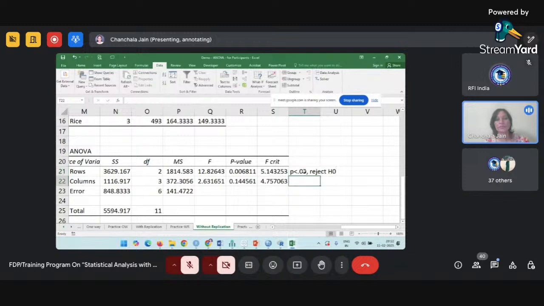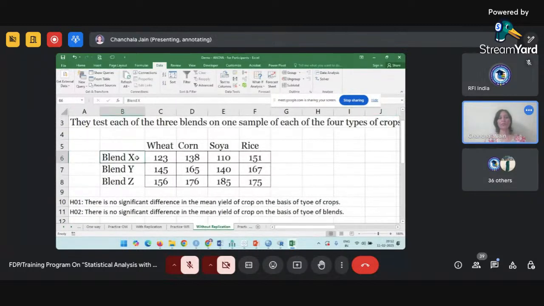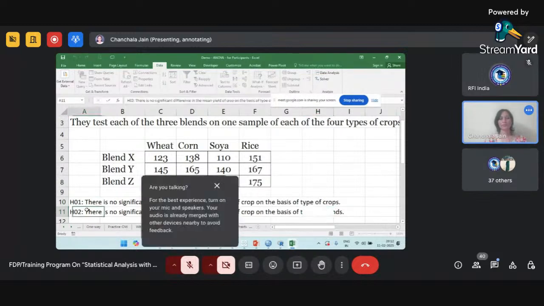What about the second case? Accept the null hypothesis. Here your p is greater than 0.05, so here you need to accept the null hypothesis. So rows mean what? In rows we have taken blend. Just a minute, I think I have made a mistake. This is not O, this is type, right? Similarly here also it is type. So blend is in the row, right? Blend is in the row. So this is your row hypothesis.